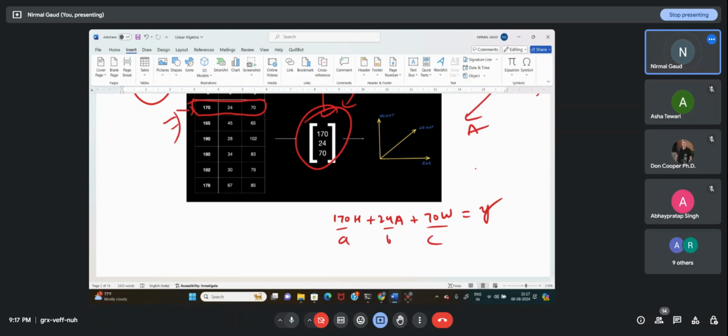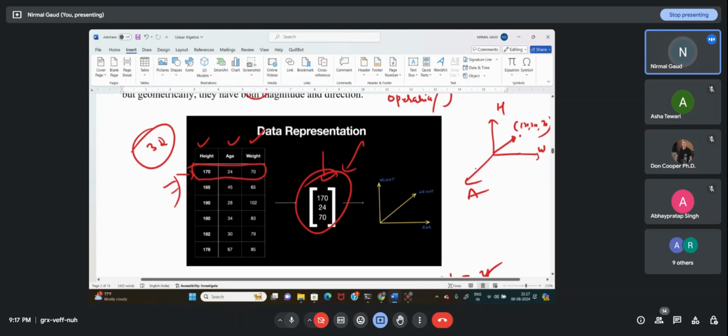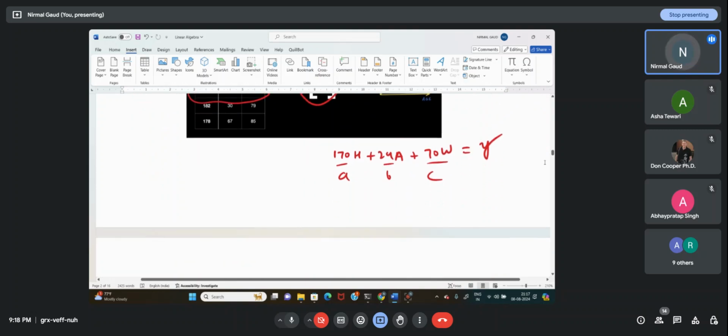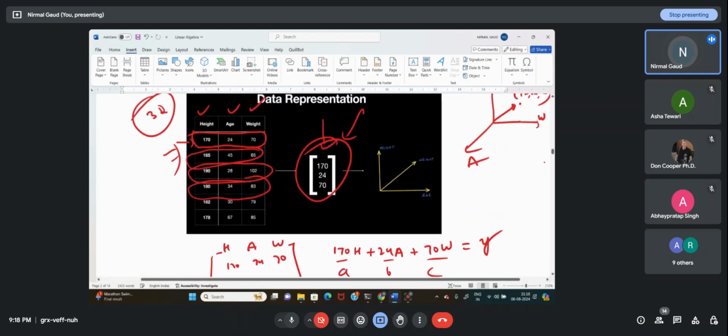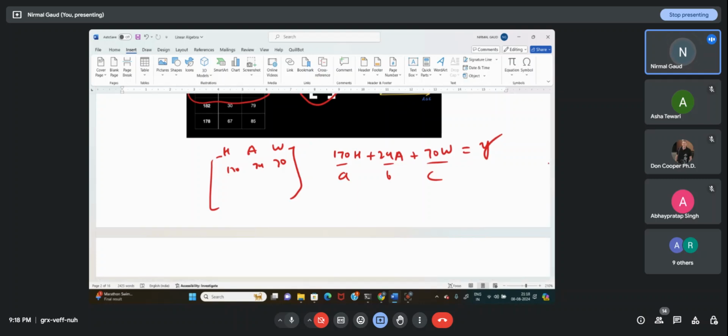Okay, so we can make many equations. One equation for this, one equation for this, one equation for this. If I write this in a matrix format, it will be like height, age, weight, and 170, 24, 70, and then you can take 165, 45, and so on. All these things you can take, and this will be the target.